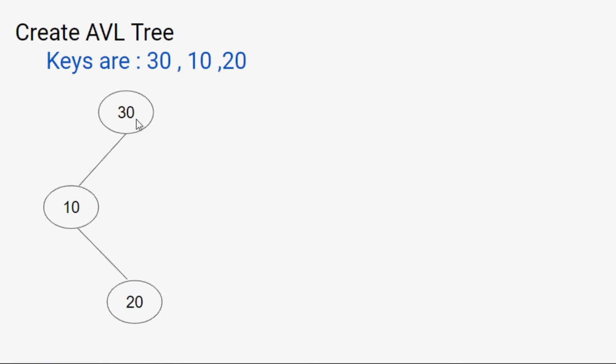Balance factor of the root node is what? 1 plus 1, which is 2. And on the right side there is no node, so 2 minus 0 gives me 2. Now the balance factor of this node is what? On the left side there is no node, so 0 minus 1 gives me -1. And the leaf node, as we know, has a balance factor of 0, which means that again this node is imbalanced.